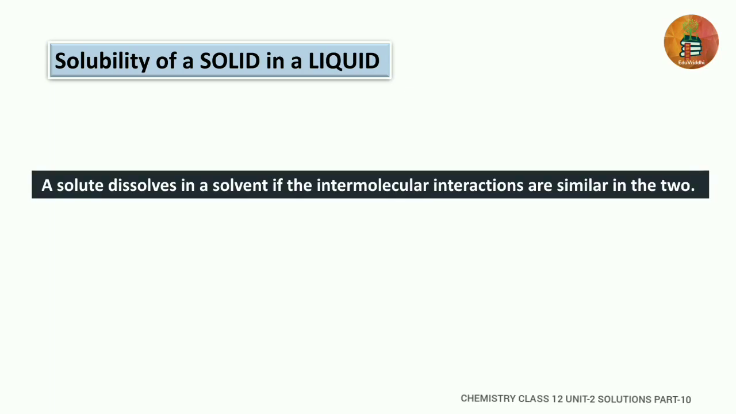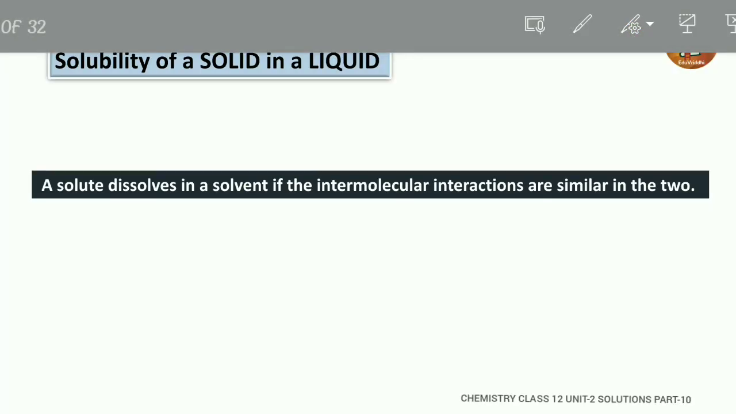A solute dissolves in a solvent if the intermolecular interactions are similar in the two. So if there is a solute which is a solid which is added into a solvent which is a liquid, then that solute is soluble in that liquid only if the intermolecular interactions in both that solute and solvent are the same.